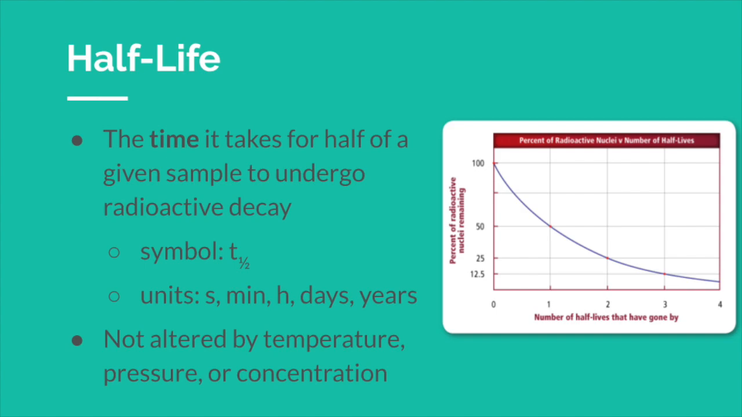It's the time it takes for a sample to go from 100% down to 50%, as shown in the graph. A second half-life would be the same time as the first, by the way, it takes to go from 50% to half of that, which is 25%, and so on. The time of half-life is unchanging for a specific decay for a specific radioisotope. You can't change it by changing concentration or pressure or temperature.